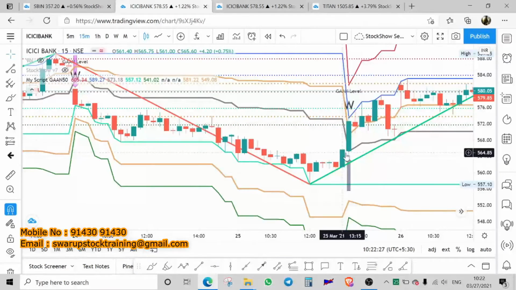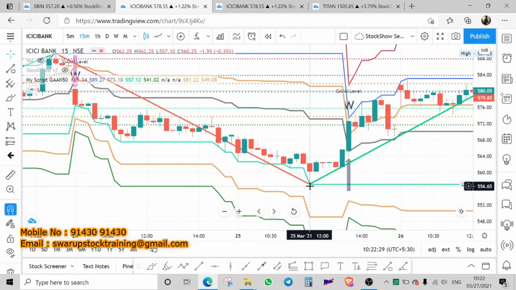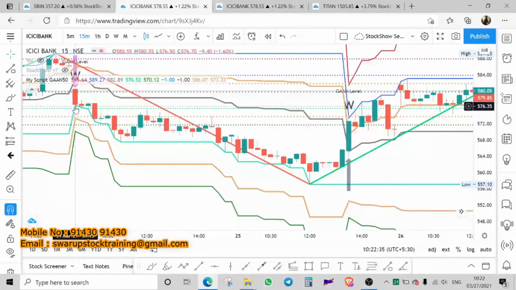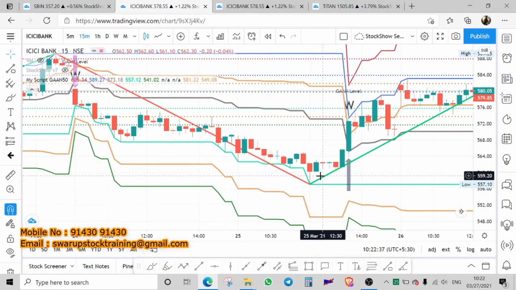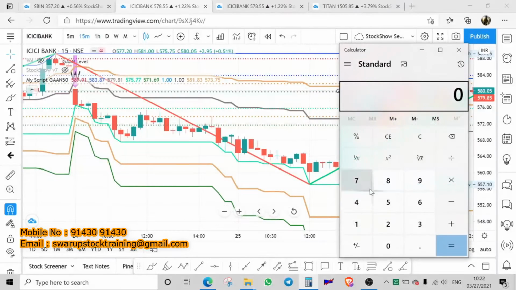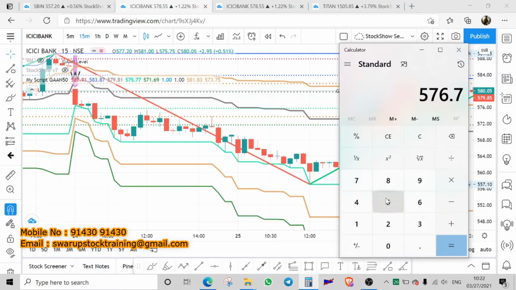Okay, you have exited here. So 557 you got here, because you have a green signal here. 576.75 and 562.5. So 576.75 minus 552.5. We have minted this amount of money times 1375, which is the lot size. Just imagine the power of this: 33,000.